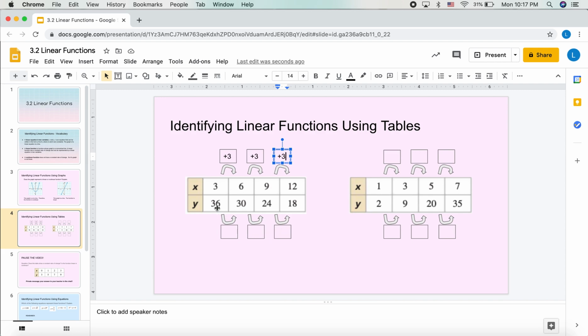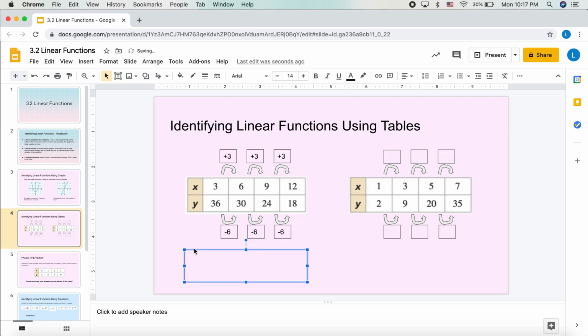Right? So from 36 to 30, I would say that the y value is changing by subtracting 6. Same with 30 to 24, I would say that the y value is also changing by minusing 6. And same thing with 24 to 18. I would still say that is also changing by minusing 6.